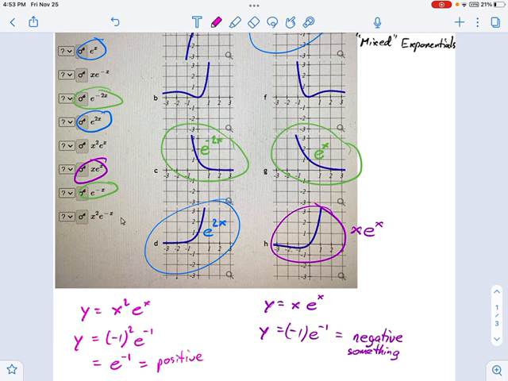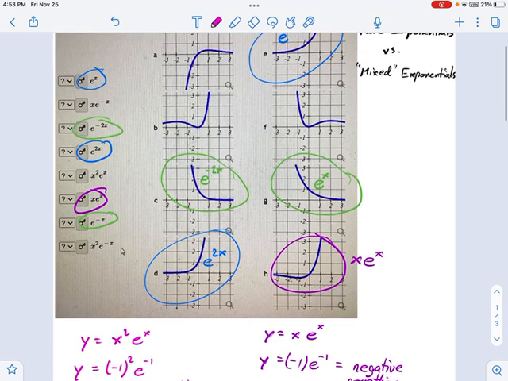And that negative versus positive is the main difference between these two graphs right here. You can see why this one would be x squared e to the x. Because of this bump, it can't go negative because of the x squared function that's preventing it. That's an even function, or at least the x squared portion of it is even.